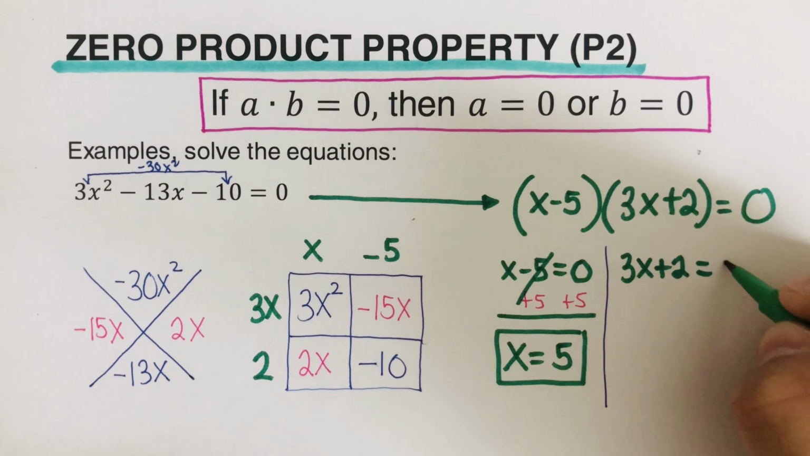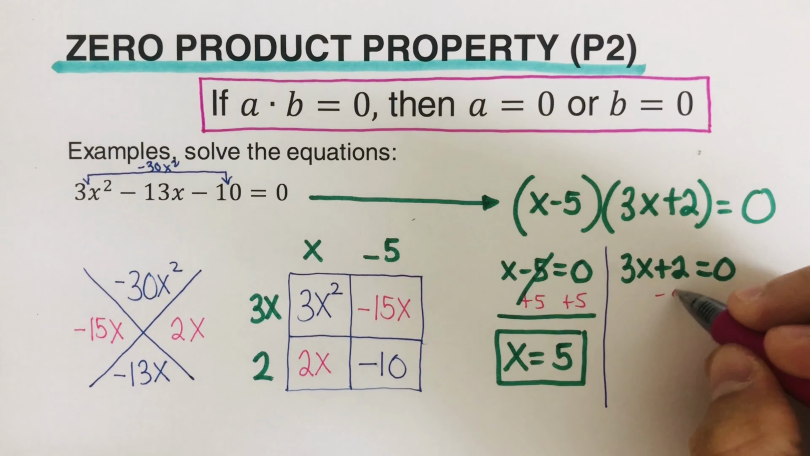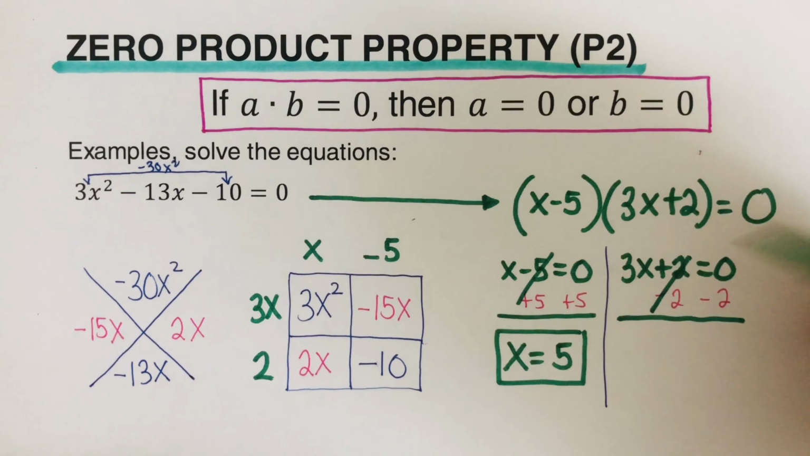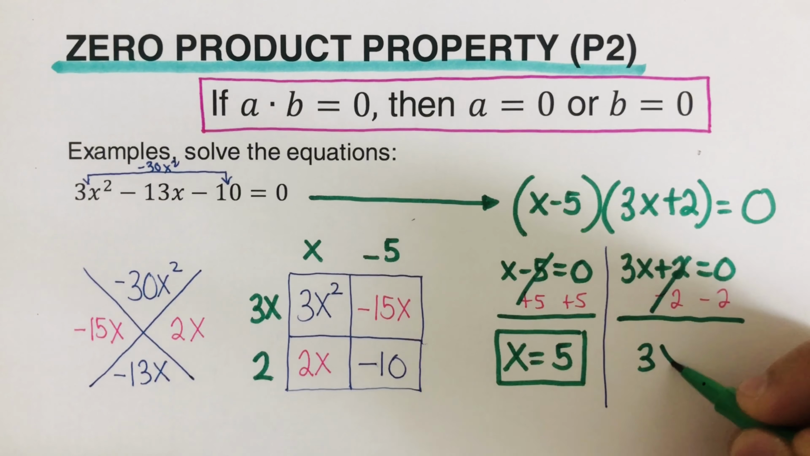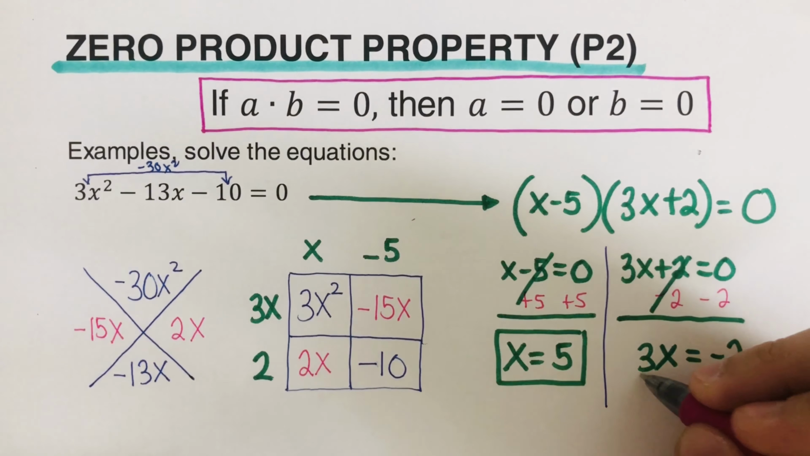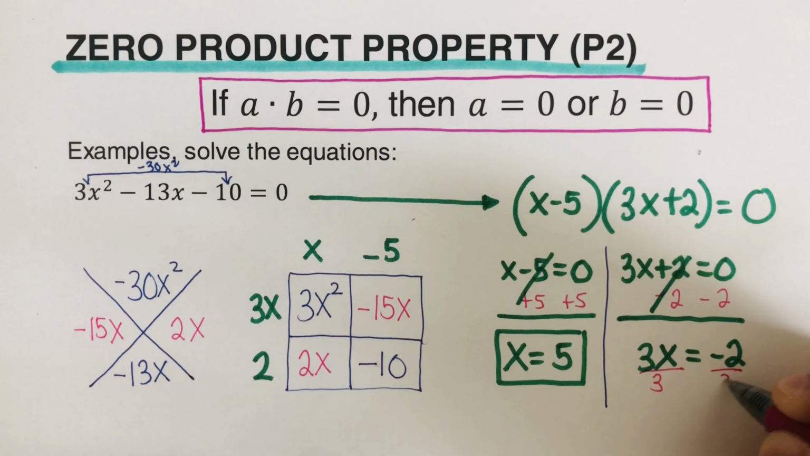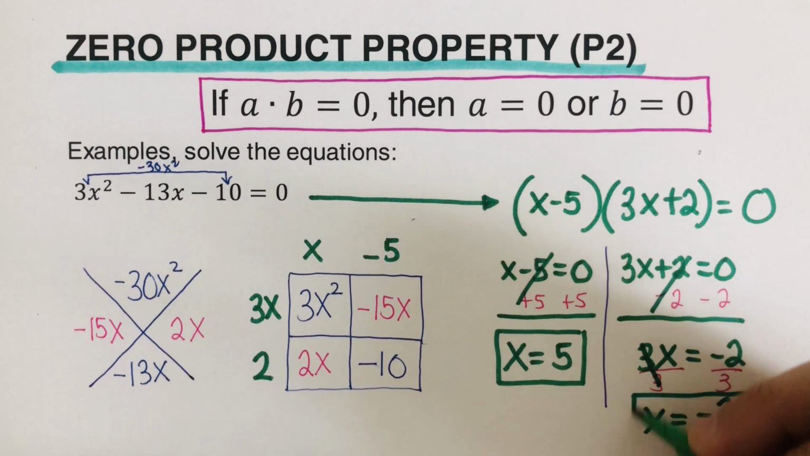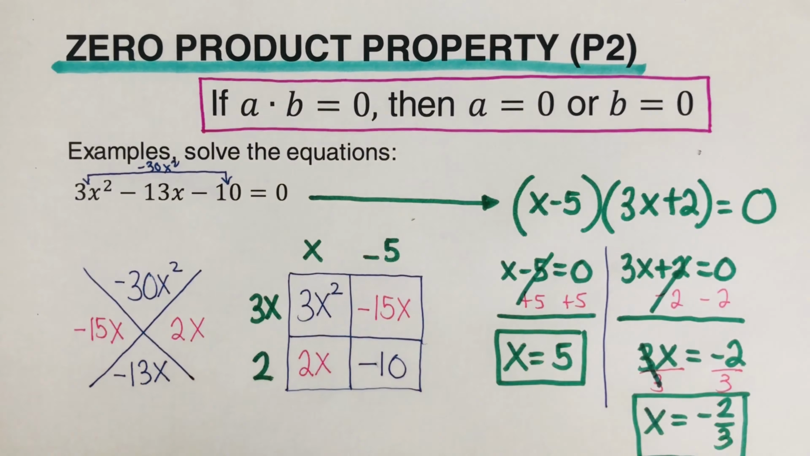3x plus 2 equals 0. So minus 2 from both sides, minus 2 here. So we can cross this 2 and 2 out. We're left with 3x is equal to negative 2. Since we want x by itself, we divide both sides by 3. We divide this by 3. So then x is negative 2/3. So these are the two x's.